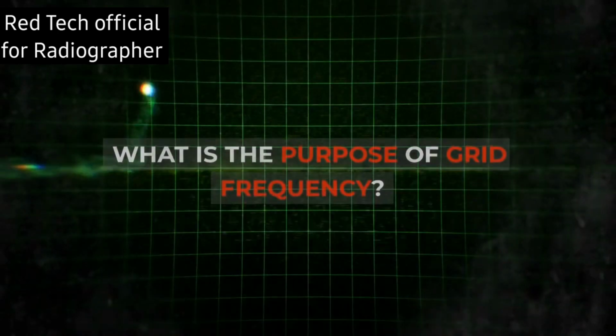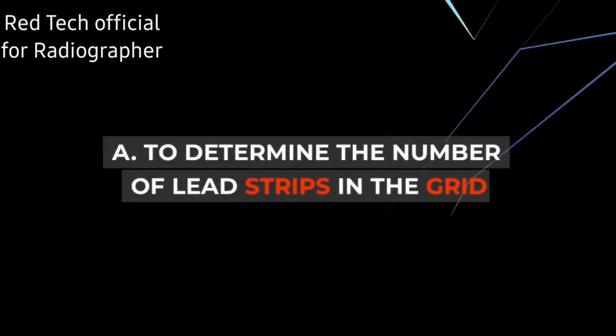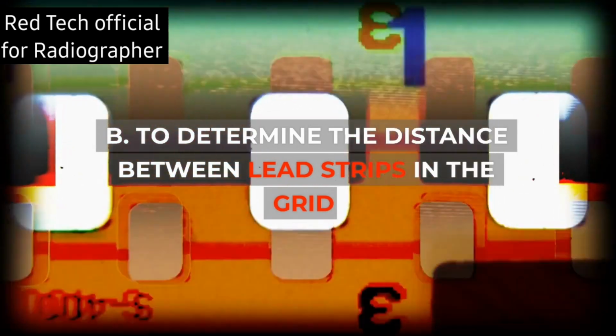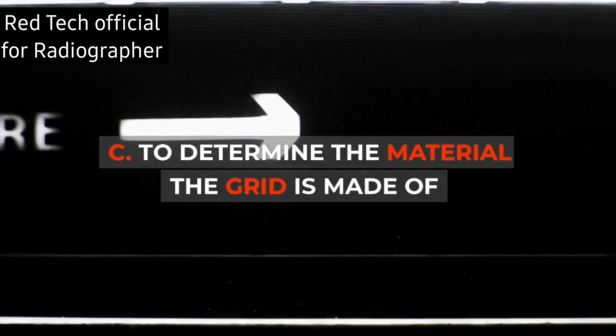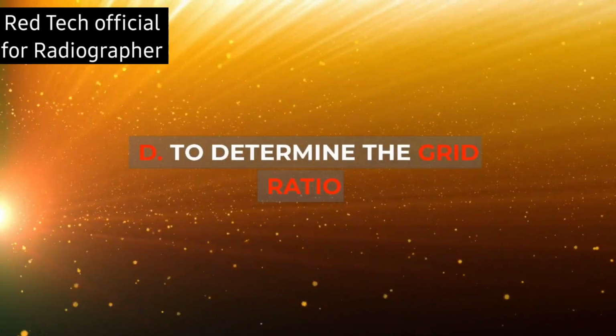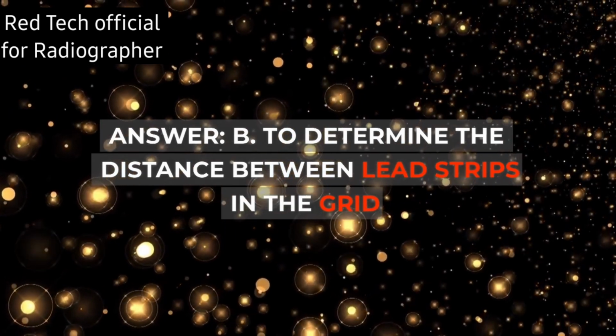7. What is the purpose of grid frequency? A. To determine the number of lead strips in the grid. B. To determine the distance between lead strips in the grid. C. To determine the material the grid is made of. D. To determine the grid ratio. Answer: B. To determine the distance between lead strips in the grid.